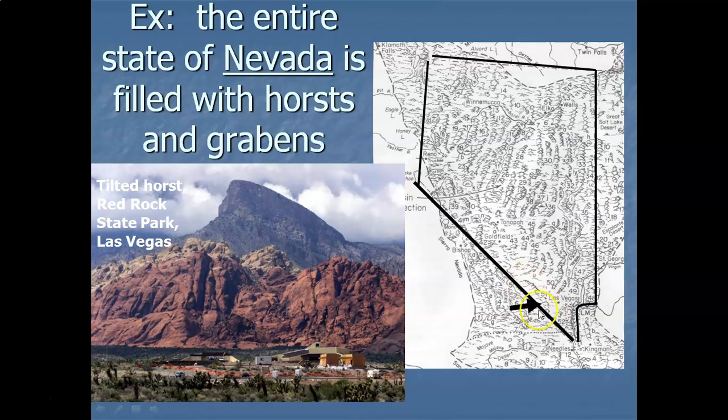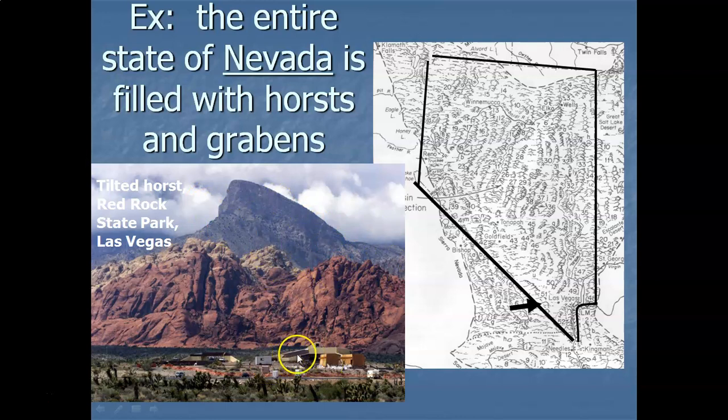It's called Red Rock State Park. And it's a beautiful example of a Horst mountain range. And here it is here, right? This is a beautiful example of rifting, pulling apart, and one block of the Earth's crust is tilted upwards. So it's a nice example of a tilted Horst in Red Rock State Park.